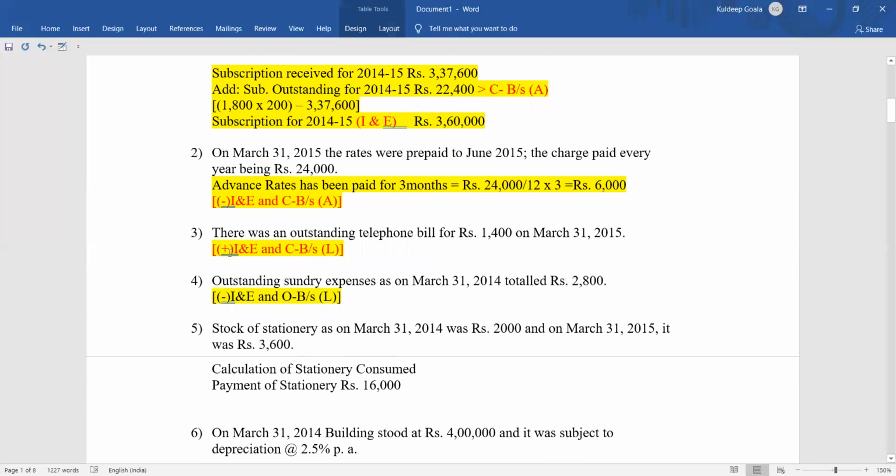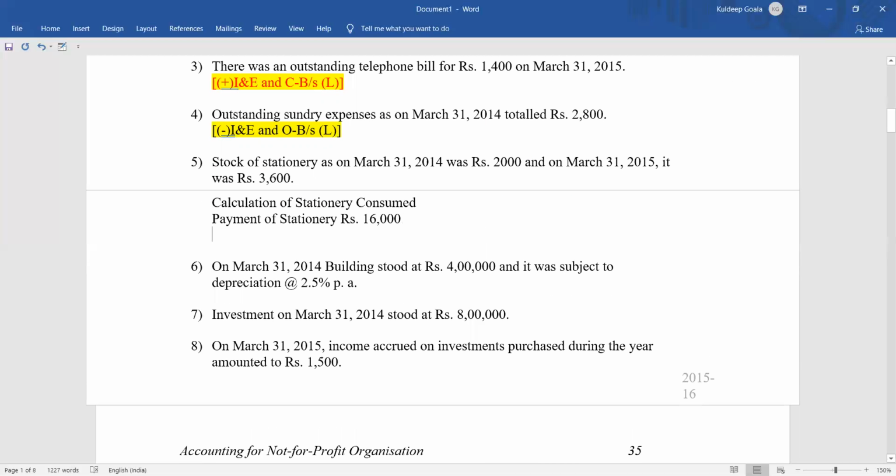Okay, and after that, what we are going to add is opening stationery. So that is the stationery as on 31st March 2014. How much is the stationery at the beginning? 2,000. Right.